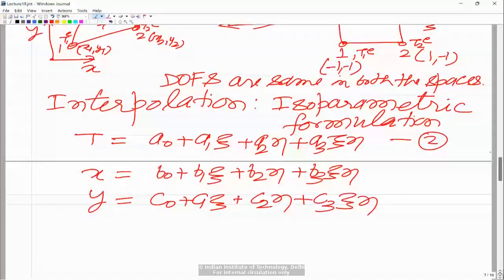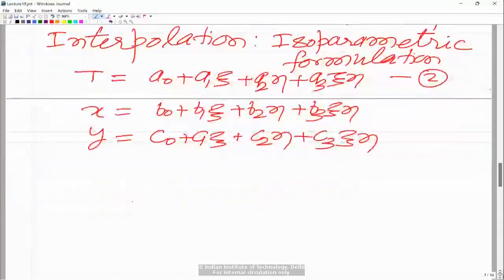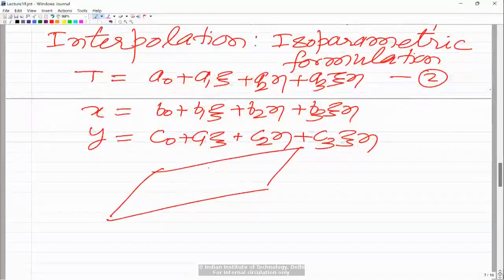quadrilateral in the physical coordinate space, so let us say that we have this arbitrary geometry and we discretize this using two elements. This is element 1 and this is element 2. These are the two common nodes.